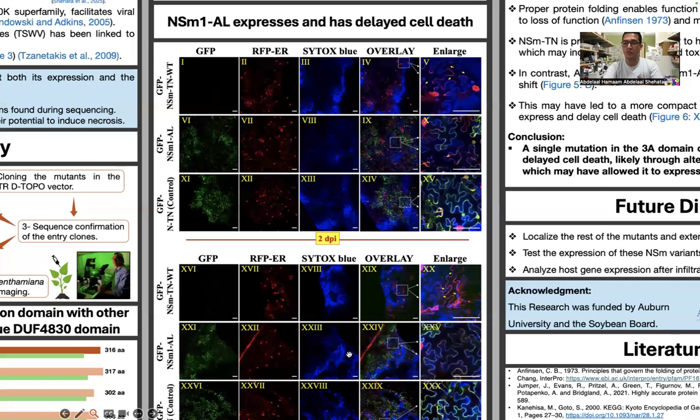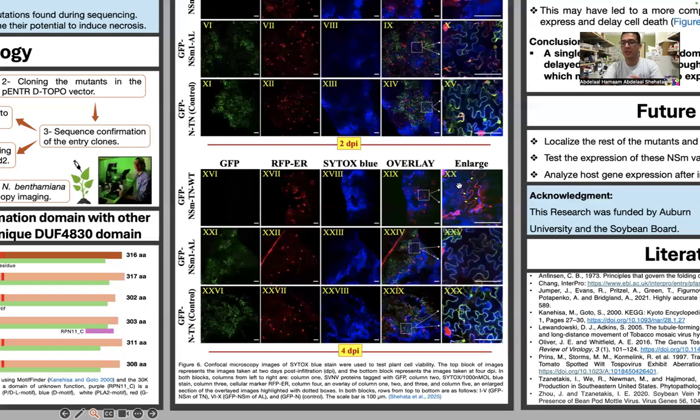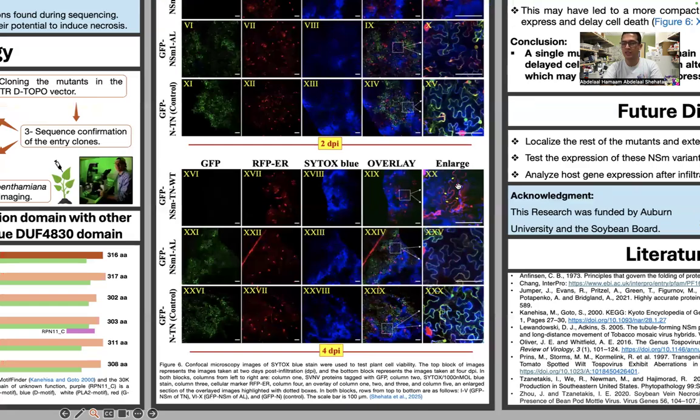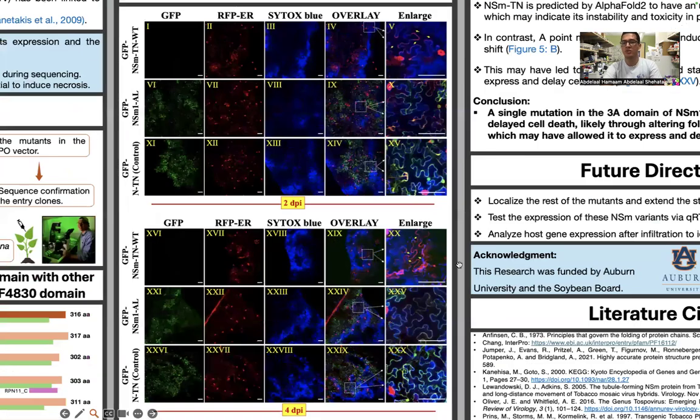However, at 4 days post-infiltration, we see that the stain in the case of the Tennessee NSM is now inside the cells, indicating cell death in Tennessee NSM. However, the NSM of Alabama, with the mutation, did not cause cell death at 4 days post-infiltration. So what do these results mean?